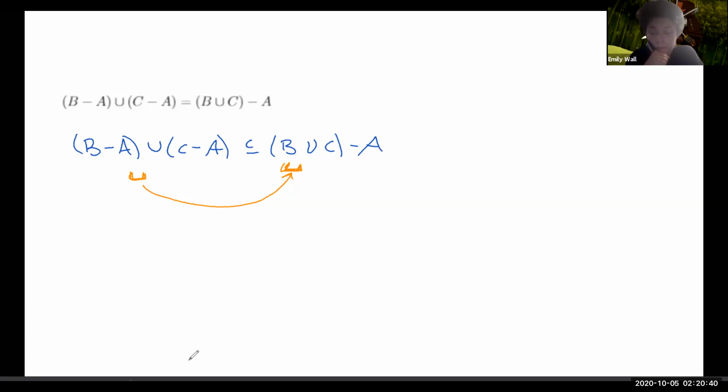That's a for all proof. How do we prove a for all proof? We get ourselves an arbitrary element.